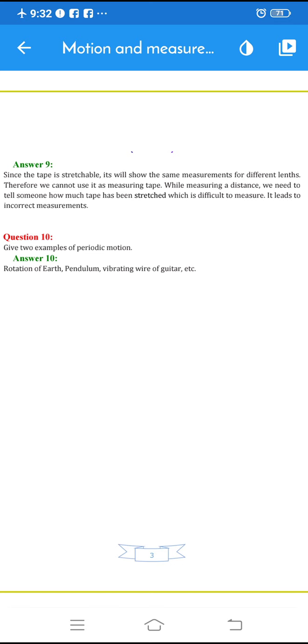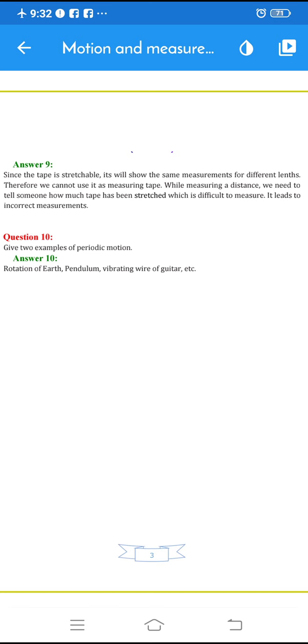The last question, number 10, is here. Give 2 examples of periodic motion. You need to give any 2 examples of periodic motion. So the answers are here. Rotation of the earth. See, the earth's rotation is a constant process. Periodically it is taking place. There is no rest at all. It keeps on moving. So it's an example of periodic motion.